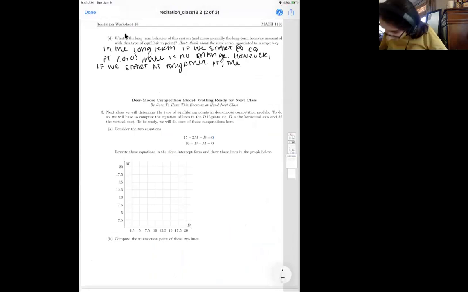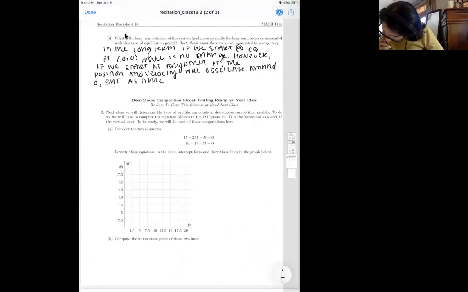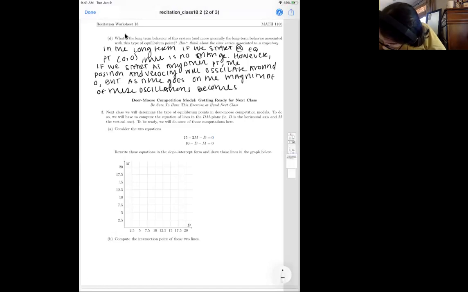the position and velocity will oscillate around zero, but as time goes on, the magnitude of these oscillations becomes bigger and bigger. And hopefully that's clear from the trajectory that we've drawn.